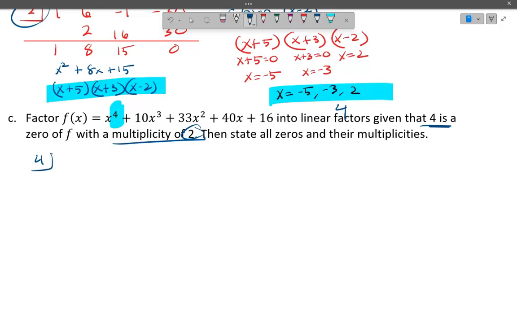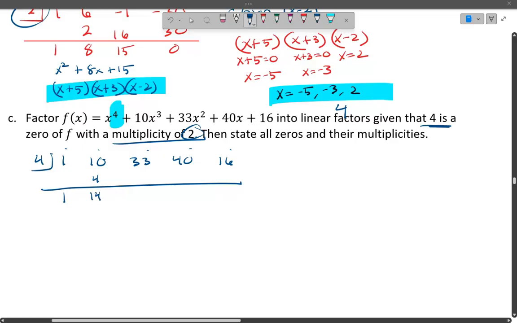So we'll start in here. 1, 10, 33, 40, and 16. Making sure that we've got 4, 3, 2, 1, 0. We've got all of our coefficients accounted for. And now we'll go through the process of multiplying and adding. So 1, we multiply, we add.